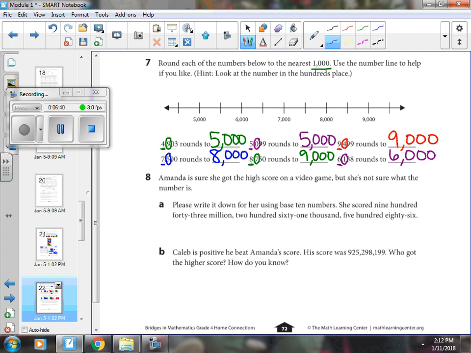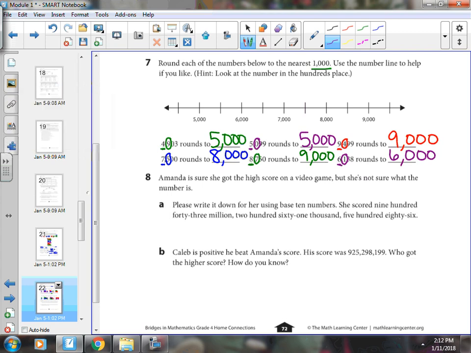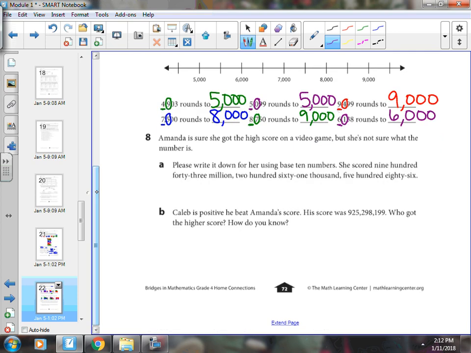Number 8. Amanda is sure she got the high score on a video game, but she's not sure what the number is. Please write it down for her using base 10 numbers. I do not like that they said base 10 numbers. A lot of kids were thinking, do I have to draw base 10 blocks? Base 10 numbers just means write it in the normal way, write it in the standard way, write it just as numbers. So they wrote it in words, we're going to write it in numbers.